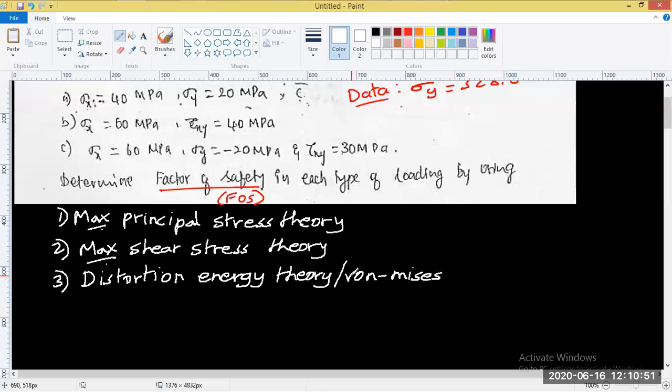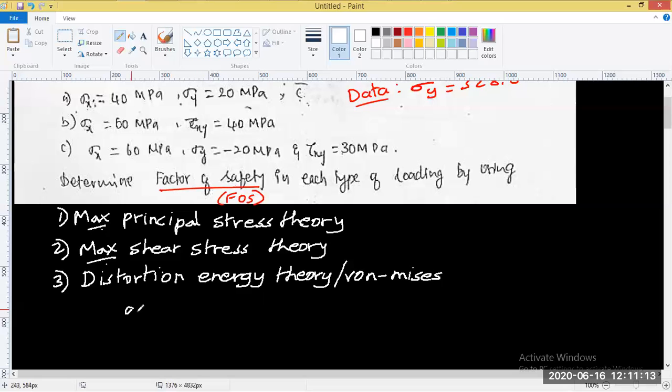So first problem, first case, that is A. You see sigma x and sigma y are given. So the objective here is to find the factor of safety. So we need to determine the factor of safety. In this case, it is a biaxial case.